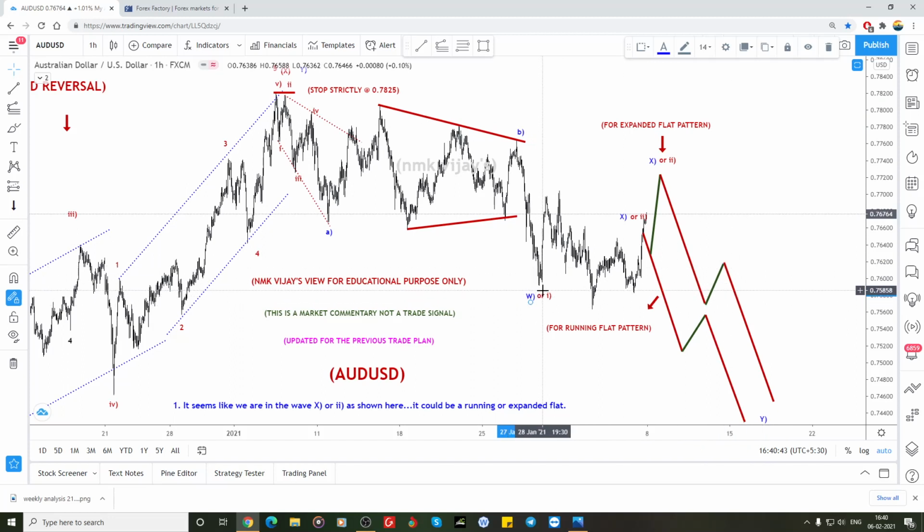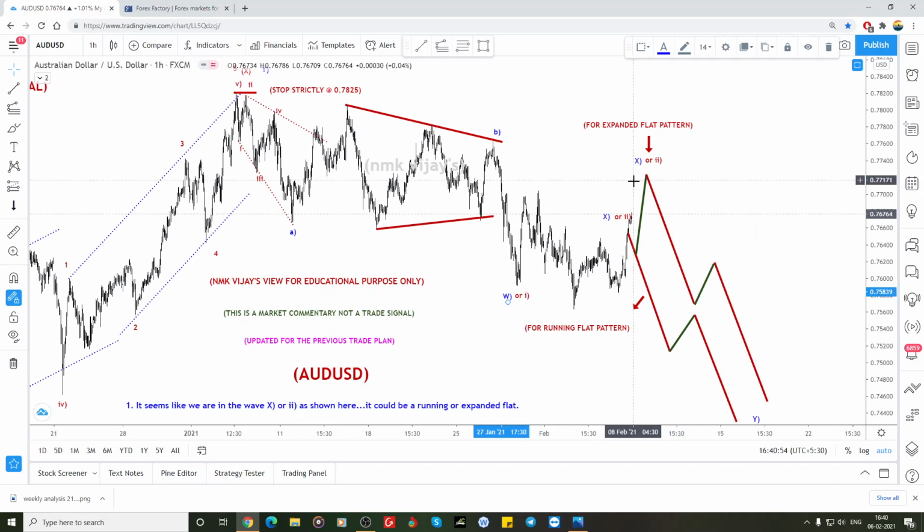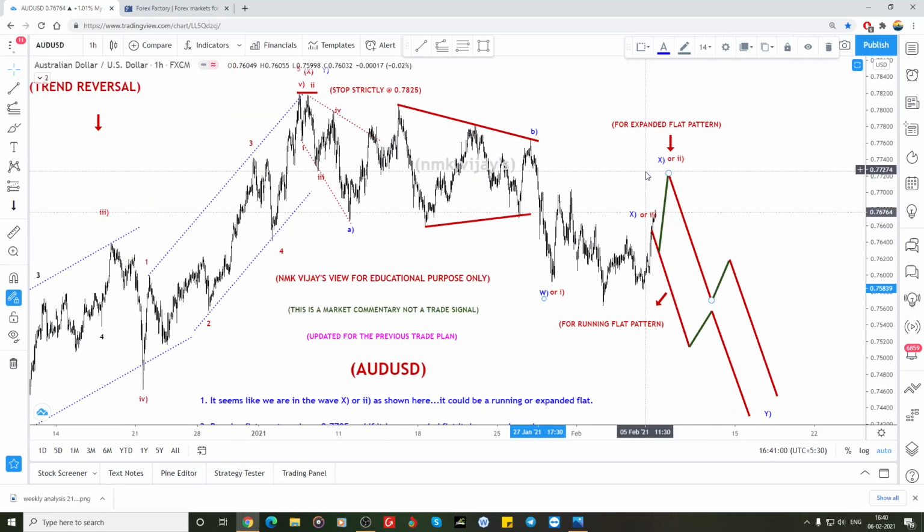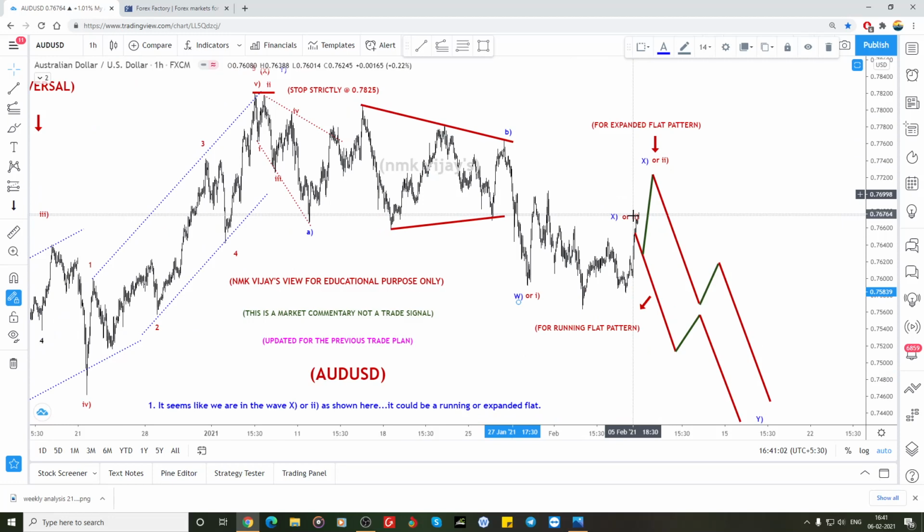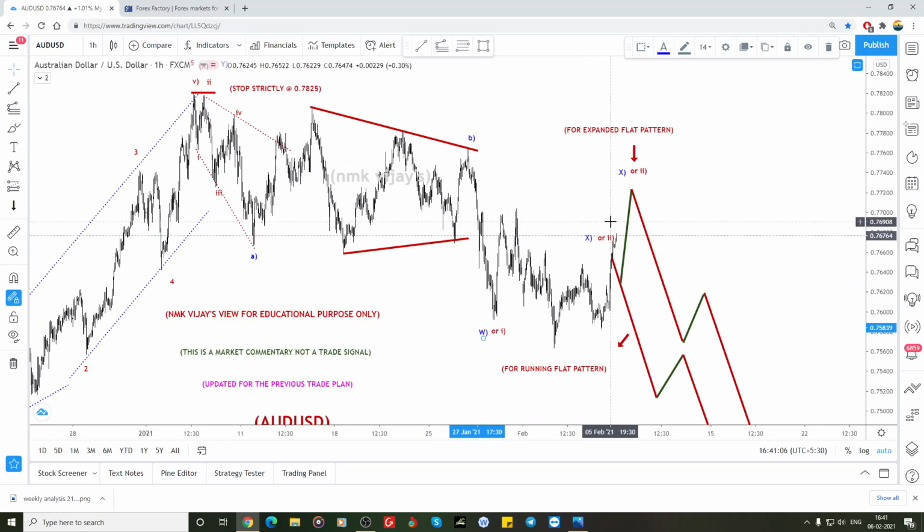So if it breaks the high above the B, it is also valid, but not to break this. So this is the strict stop loss for the further downside. So it could be a running flat, or it could be an expanded flat above this level also. So now I am looking for the DXY to come down. At that time, the Australian dollar, New Zealand dollar, gold, silver can go high.